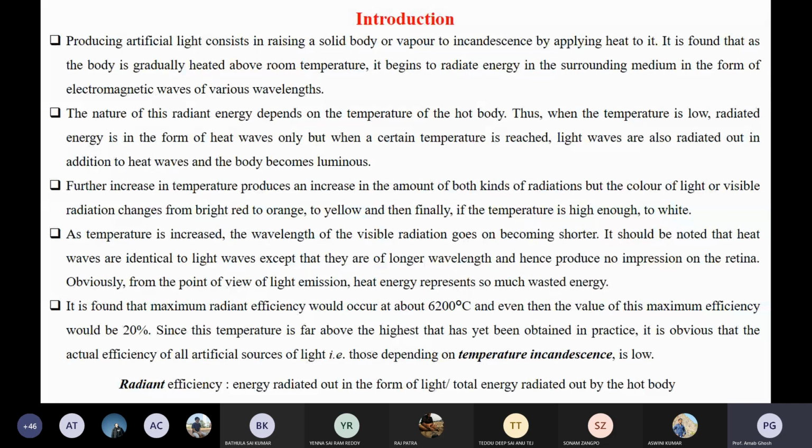So that is radiant efficiency, and we are much more concerned about radiant efficiencies. Emitting light from any substance is called illumination. What are the most important points that we need to discuss? Basically, it's your introductory portion.